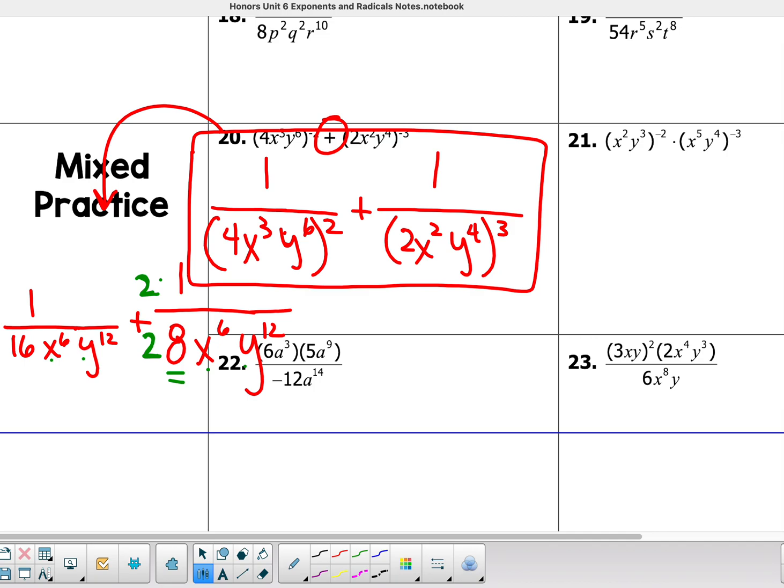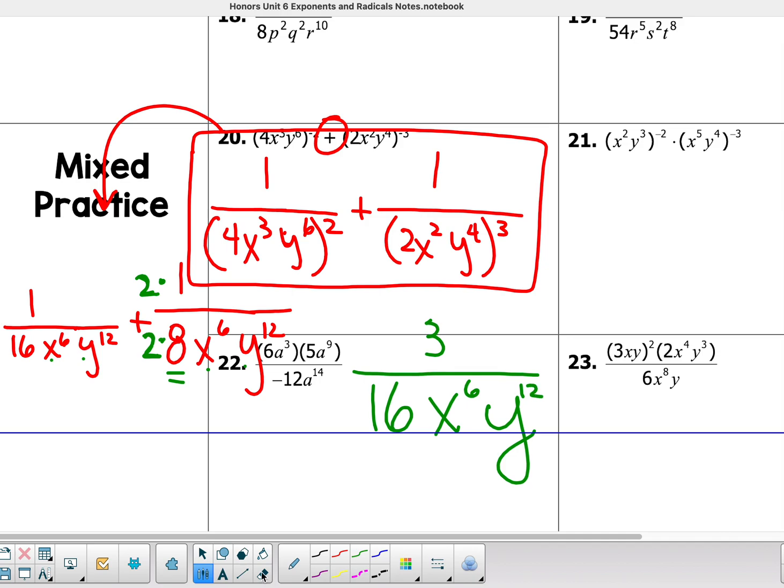So the simplified expression here, and that's a multiplication. The simplified expression here, my numerator is going to be 3, my denominator is 16, and then x and y with the 6 and the 12.